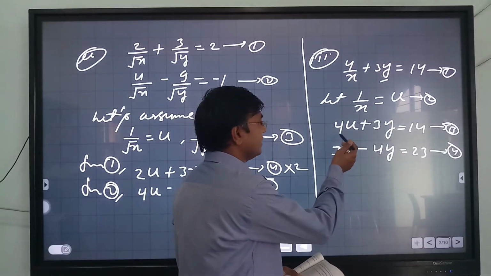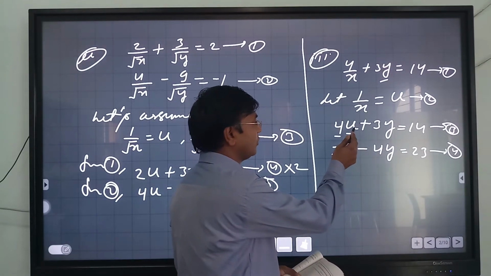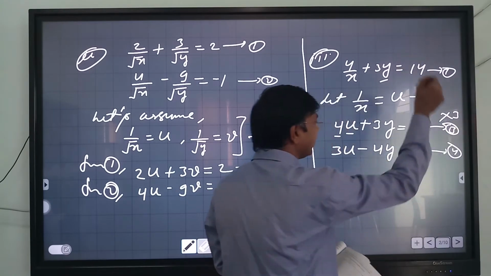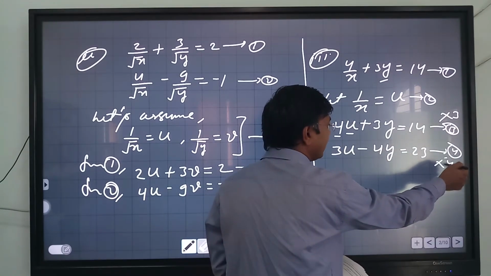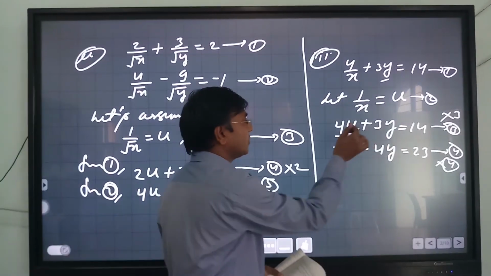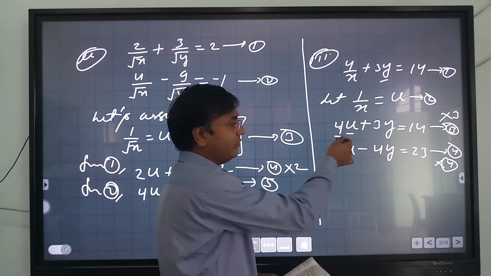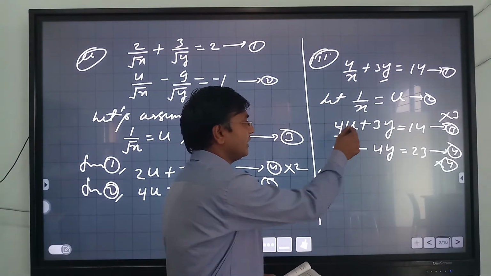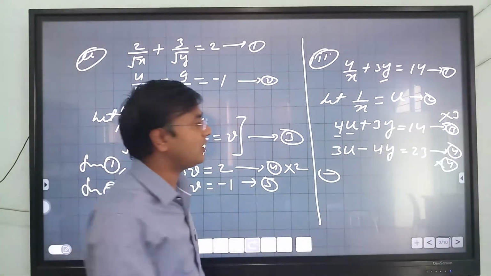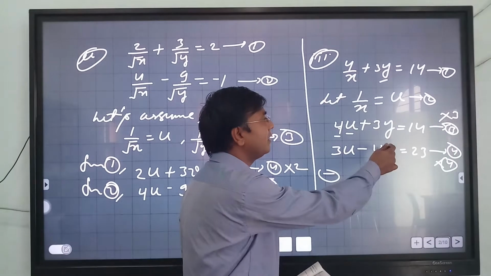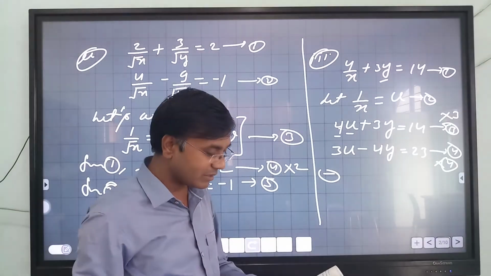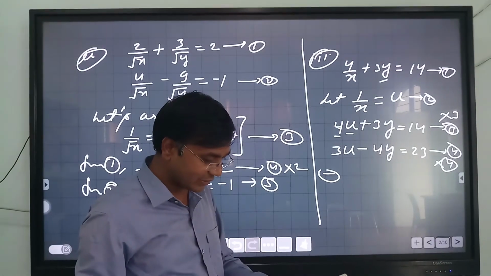So again we have to use elimination method. So multiply this equation, if you want to cancel u, multiply this equation by 3 and this equation by 4. Why? Because 3 4s are 12 and 4 3s are 12. We have to make them equal, and after that subtract both the equations. So u and u cancel out. You will get the value of y directly, and after getting y, substitute in any equation. Okay, what the elimination method we have already done.